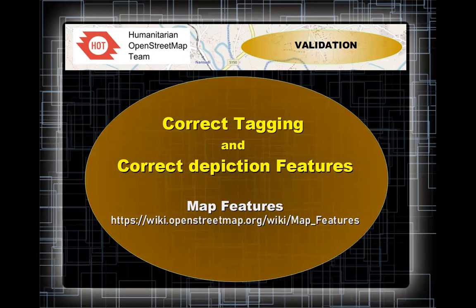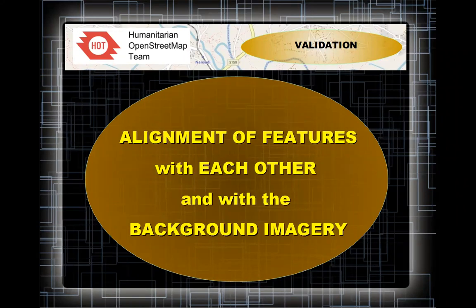Right, I'm often asked, what is a good map? Well, as far as HOT is concerned, as far as Missing Maps is concerned, and as far as the teams are concerned in the field and at the disaster scene, features must be in alignment with each other and then with the background imagery. Just remember that GPS equipment can be anything up to 5 meters out. The imagery that you're using can be anything up to 10 meters out. So aligning to each and every one of those is still not guaranteed accuracy.